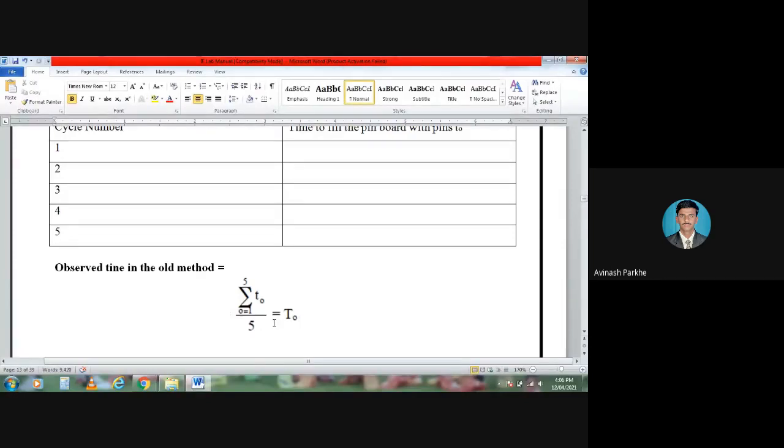And at the end, you have to write down the conclusion like that: due to the improvement in the working process, the time required to complete the same task by using the modified method is less as compared to the time required for the old method. So like that, you have to perform this particular experiment as a pin board study.